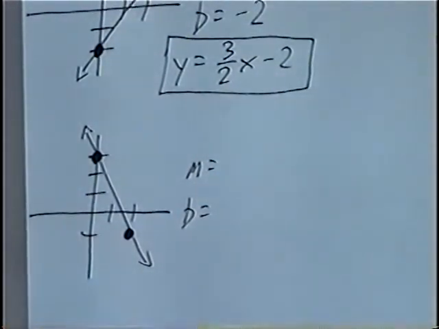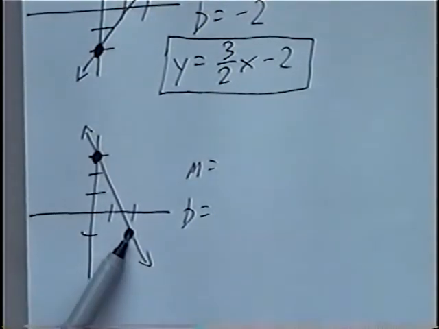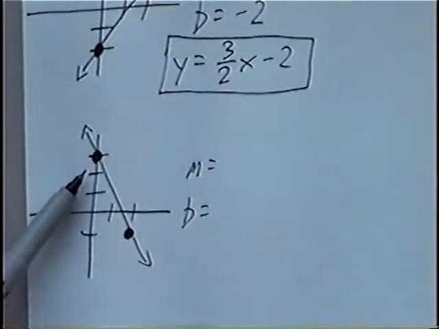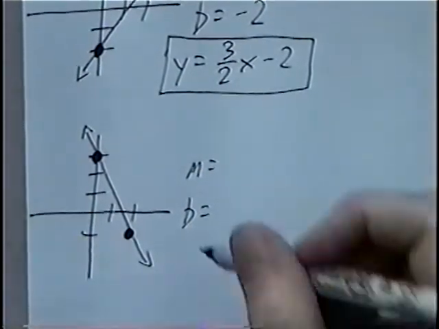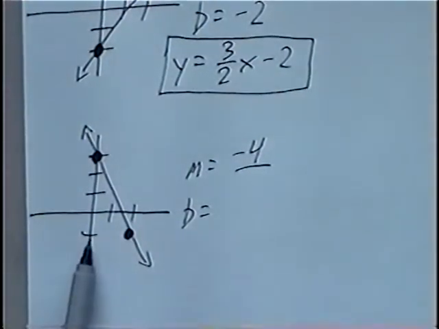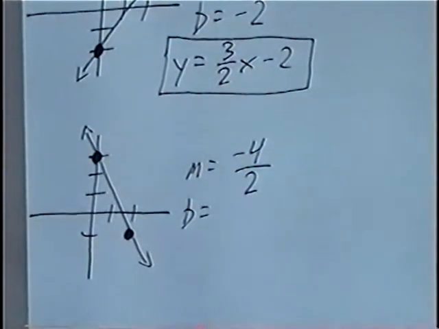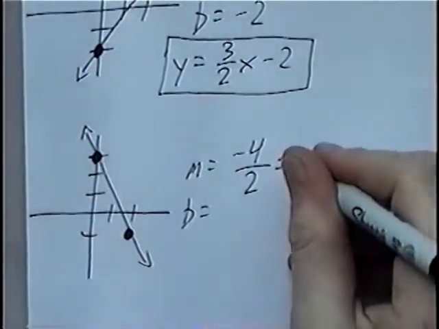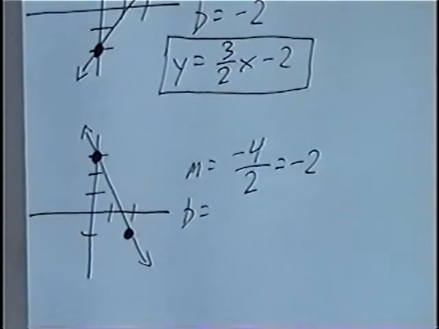M again is the slope. Start at the left-hand side of the graph. This time we'll count down and over, which will be a negative number. Counting the rise, or how many spots down, we'll have 1, 2, 3, 4 spots down, which will be a -4. And the run will be 1, 2 spots to the right, so we'll have -4 over 2, which if you divide that out would equal -2. So the slope, or m, is -2.